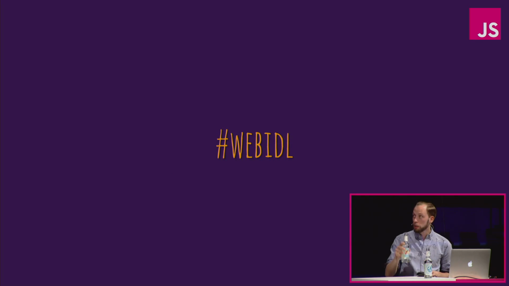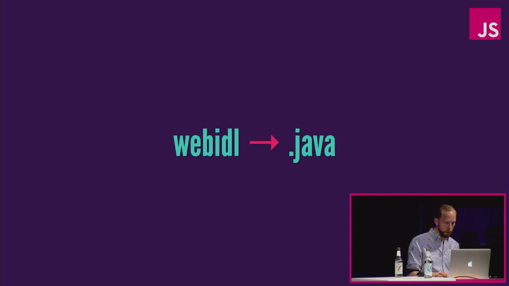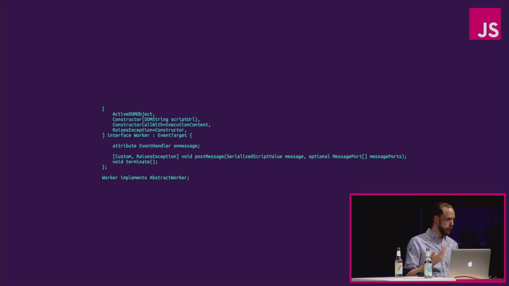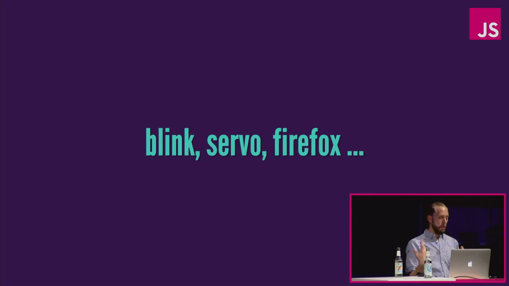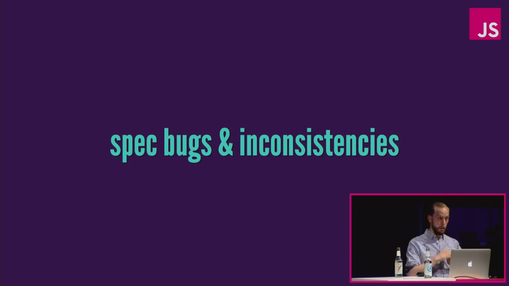And last but not least, WebIDL. So we compile that to Java. This is what WebIDL looks like. It's basically what all the browsers use to generate their C bindings. So there's some Java code that comes out of it. And the question is, which one do you use? Blink, Servo, Firefox, they all have their own WebIDL with very own extensions. If you compile all the WebIDL and test it actually in the browser for once, in different browsers, you will run into an enormous amount of spec bugs and inconsistencies. And it's just annoying.